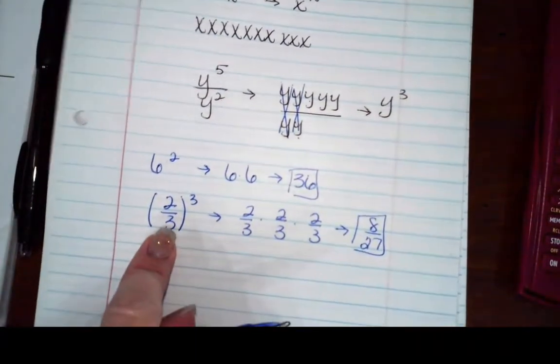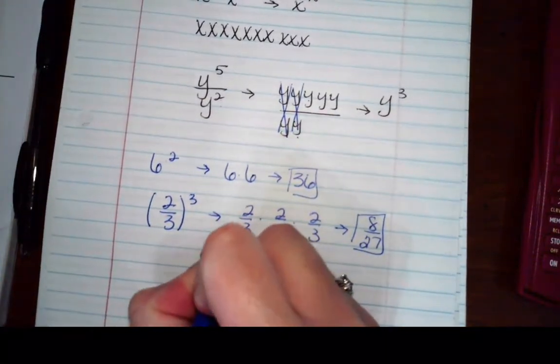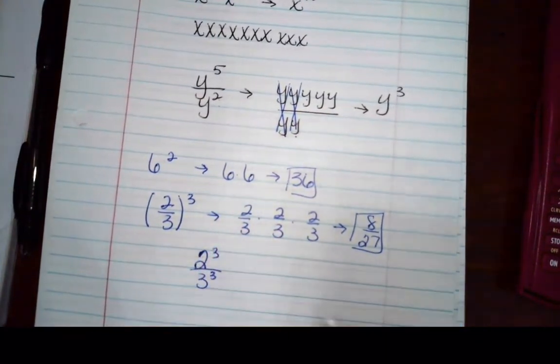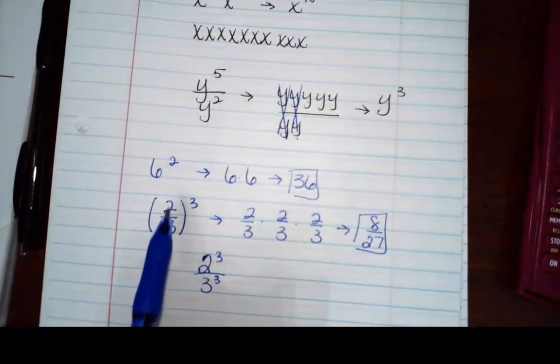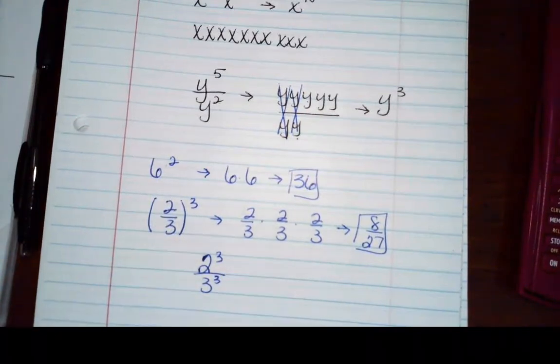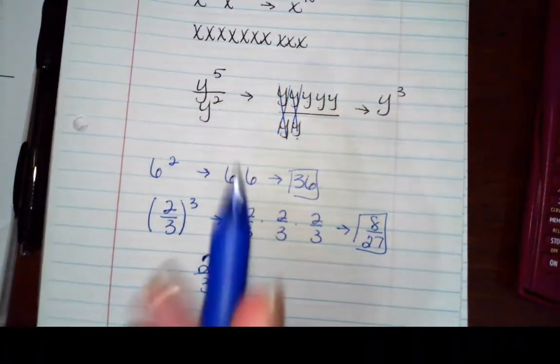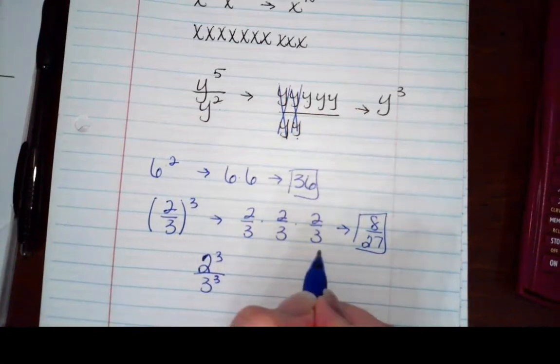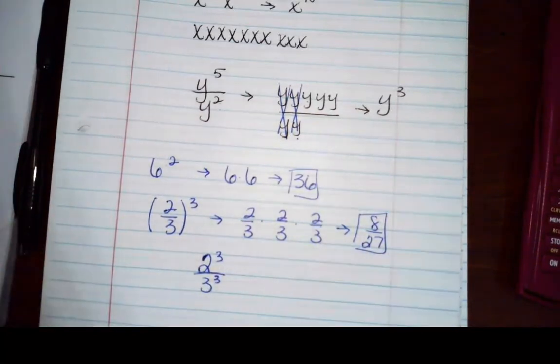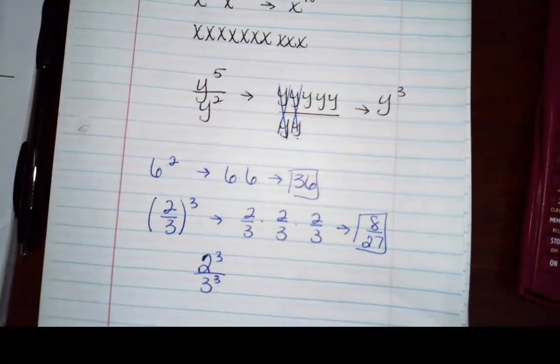Now another way that you could have seen this was 2 to the 3rd over 3 to the 3rd. That exponent belongs to everything on the inside. But I want you to see it both ways right now. And then I could have done 2 times 2 times 2 is 8, 3 times 3 times 3 is 27. So let's do a couple more.